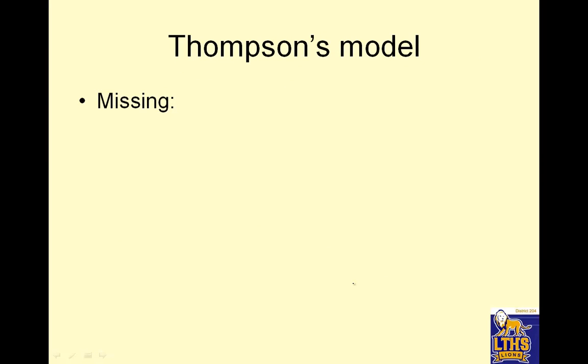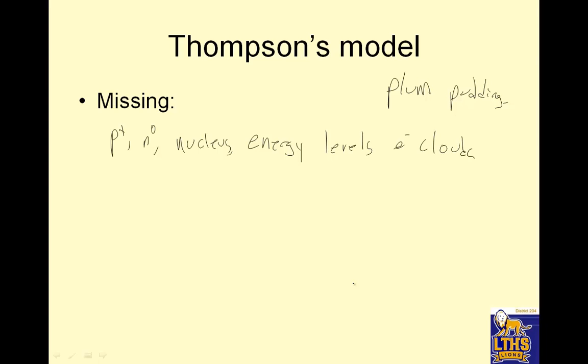So Thompson's model was called the plum pudding model. It was missing protons, neutrons, nucleus, energy levels, and electron clouds. He had electrons, but he didn't put them in clouds.